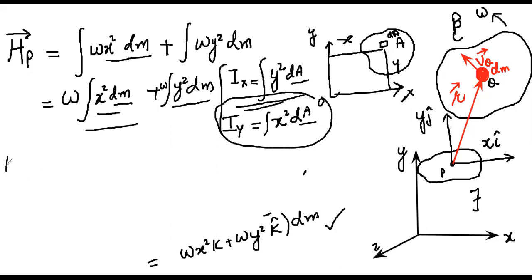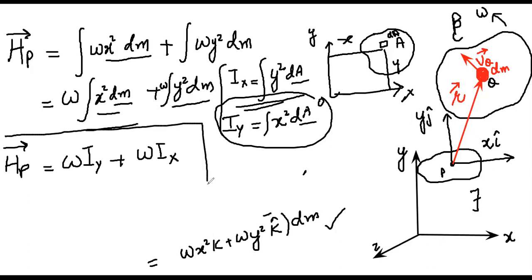So we define the angular momentum about point P of the rigid body as equal to omega times Iy, which is the mass moment of inertia about the y axis, plus omega times Ix, which is the mass moment of inertia about the x axis. This becomes the expression for the angular momentum of a rigid body.